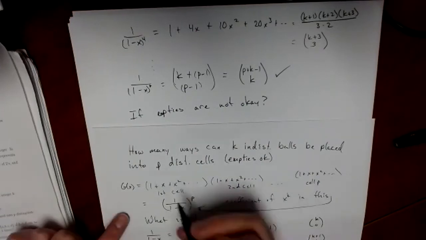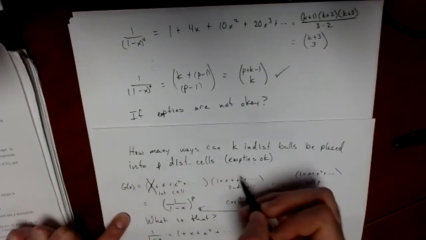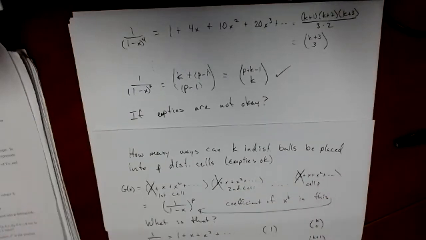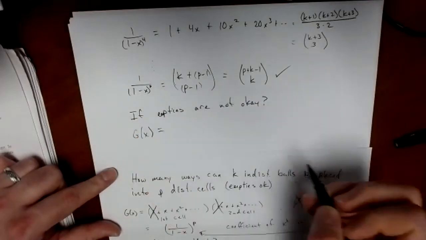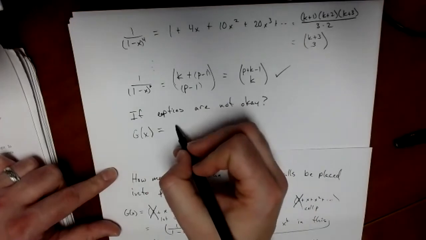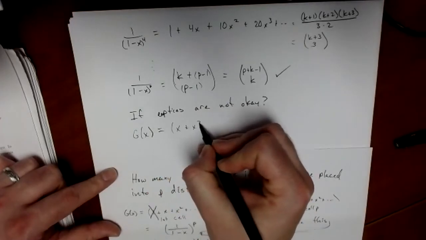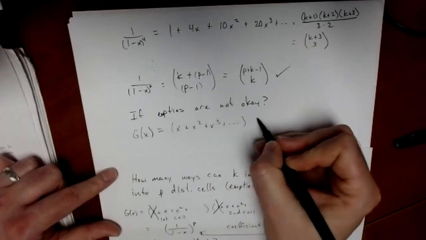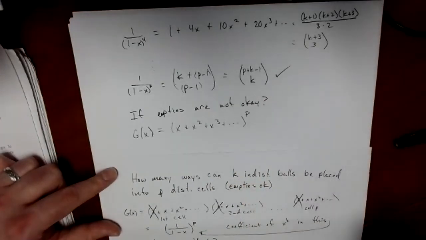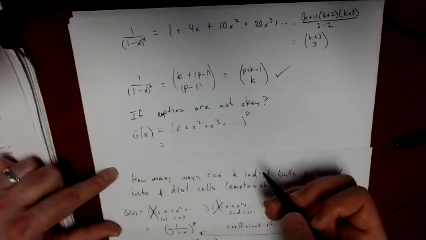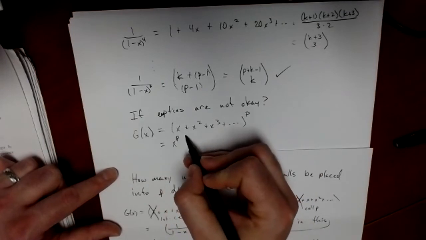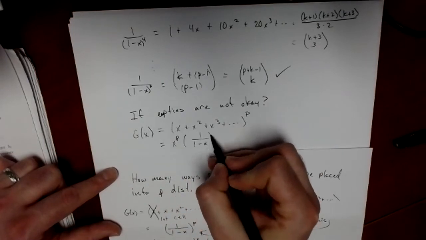Well then, in my g of x, I get rid of all of the ones, right? I'm not allowed to choose only 0. So if empties are not okay, then my generating function looks like this. G of x equals x plus x squared plus x cubed, and so on, to the p. But I can just take an x out of all of those, so I get x to the p times 1 over 1 minus x to the p.